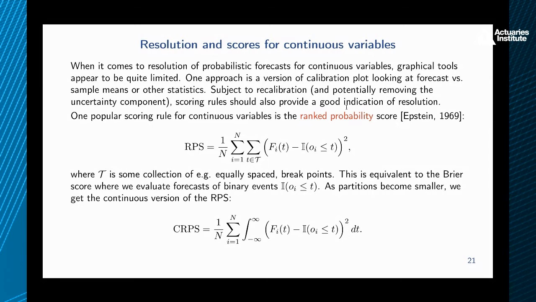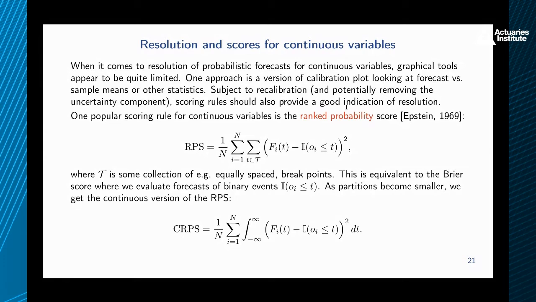So we forecast the probability of the outcome being less than t, with t being drawn from that partition. And then our outcome, instead of being the continuous number, is just whether it was below the threshold or not. And this decomposes into the sum of Brier scores for those types of events. If the partition becomes finer, the inner sum becomes an integral, and you get what's called the continuous rank probability score. There are several R implementations of it as well if you want it.